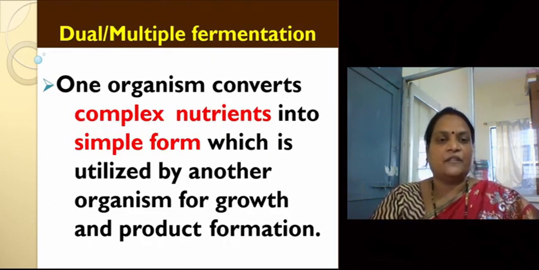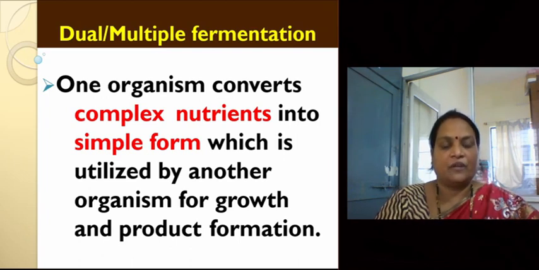The second purpose of dual or multiple fermentation is that one organism converts complex nutrients into a simple form, which is utilized by another organism for growth and product formation. What happens in this case? We construct a medium containing some complex nutrients because these are cheaper and abundantly available. So, using these complex nutrients in the medium reduces the cost of the medium.